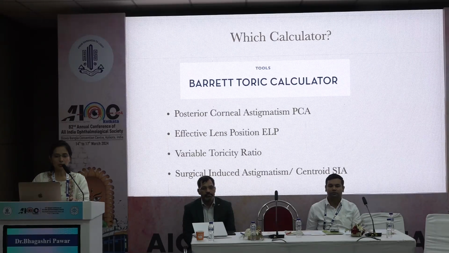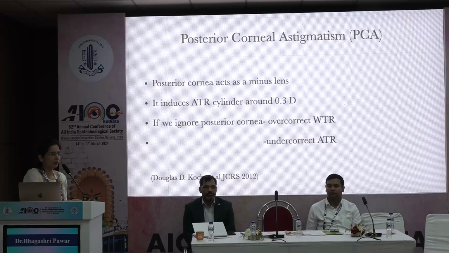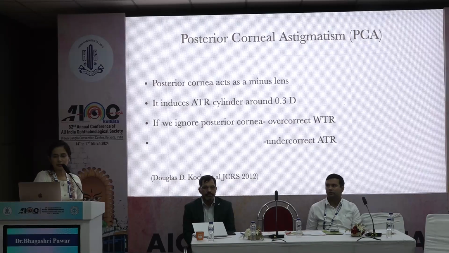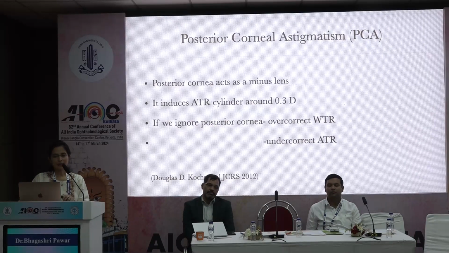Which calculator should be used and why? Dr. Swapnil has already covered it, but still I'll go through it quickly. There are many reasons, but the main reason is that it includes all these important parameters, and the most important of them is posterior corneal astigmatism. Dr. Narendra has already touched on this topic: it is a minus lens and it acts against the rule, around 0.3 to 0.5. During calculation, if we ignore the posterior cornea and just consider anterior keratometry, we'll end up overcorrecting with the rule and undercorrecting against the rule. So what does this mean actually?